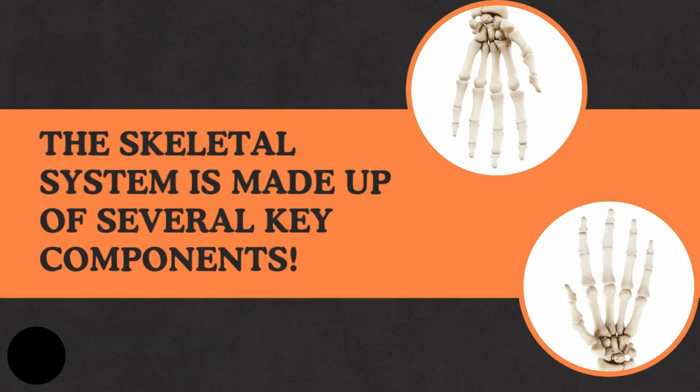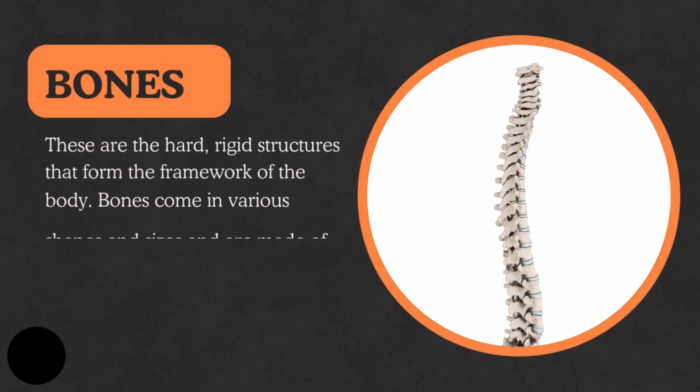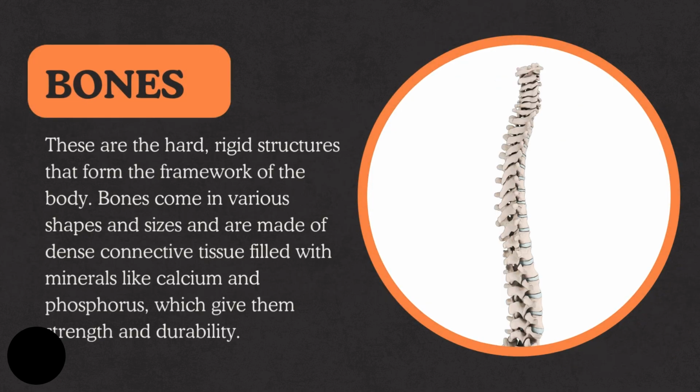So the skeletal system is made up of several key components. We've got the bones. These are the hard, rigid structures that form the framework in the body. Bones come in various shapes and sizes and are made of dense connective tissue filled with minerals like calcium and phosphorus, which gives them strength and durability.